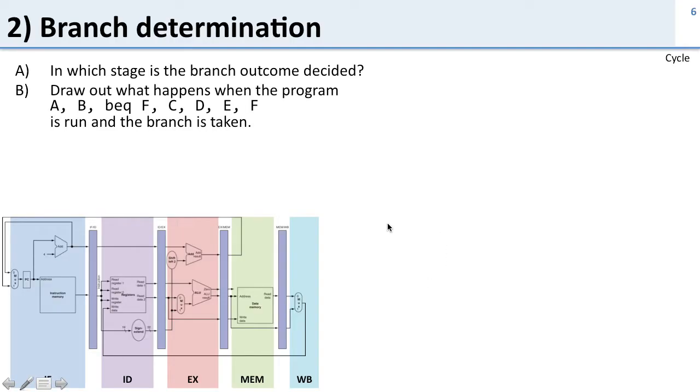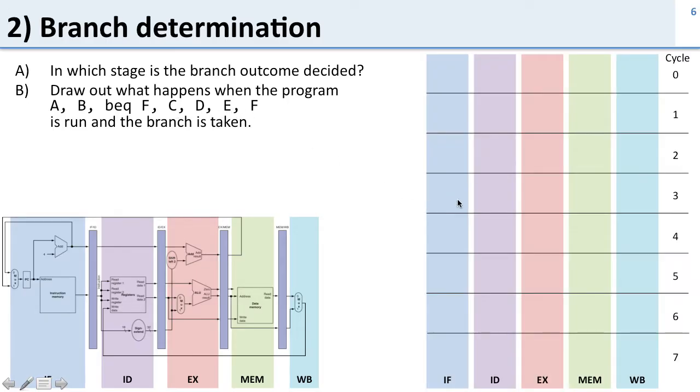Second part is, draw out what happens when the program executes the following instructions. A, B, branch equal F, C, D, E, F. Sorry, this should actually be branch equal G here. We'll see in the solution. When it's run and when the branch is taken. So we're going to do A, B, branch equal G, and then we have the rest of the instructions in the program. And we're going to take a look at that in this pipeline diagram here.